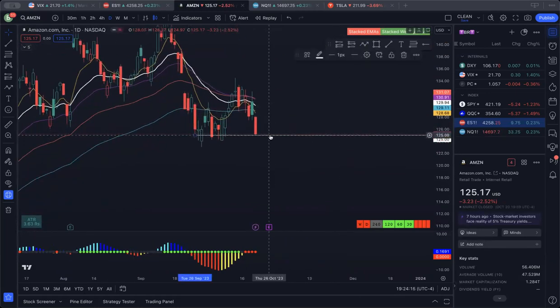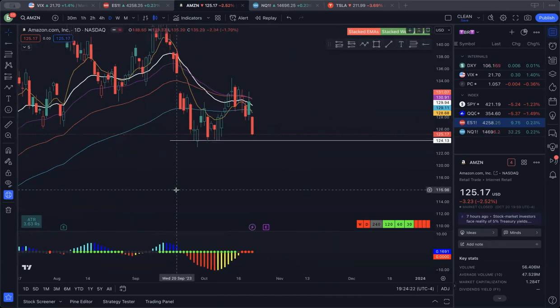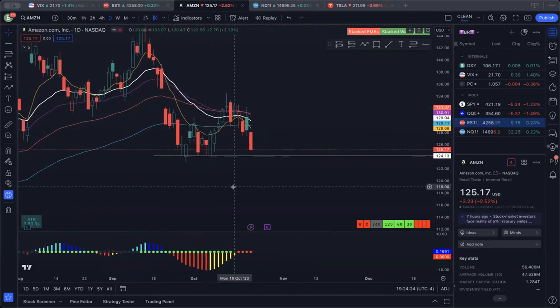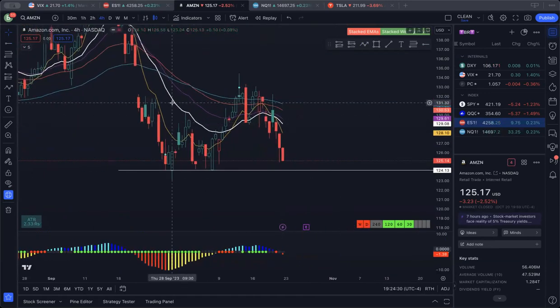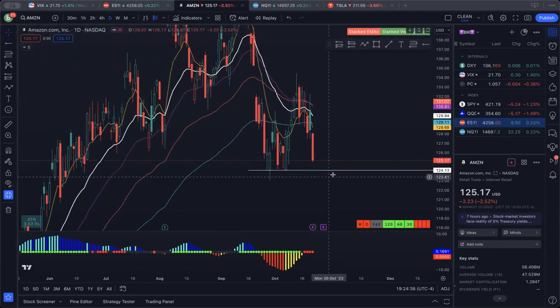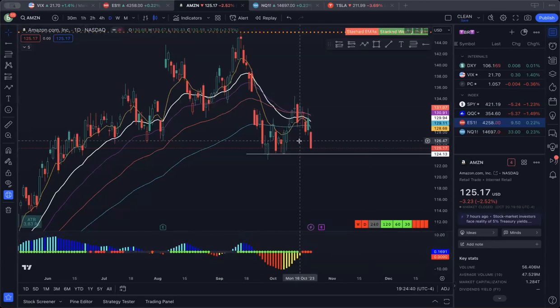Amazon, I think this one looks like a good short, but then again, we also have the earnings report coming up. So that's the tough part about this. The chart looks good, but we have earnings coming up. So do you want to gamble on earnings? That's kind of your opinion, or up to you on that one. But I think this one looks good for a short. I think it's ready to head lower.